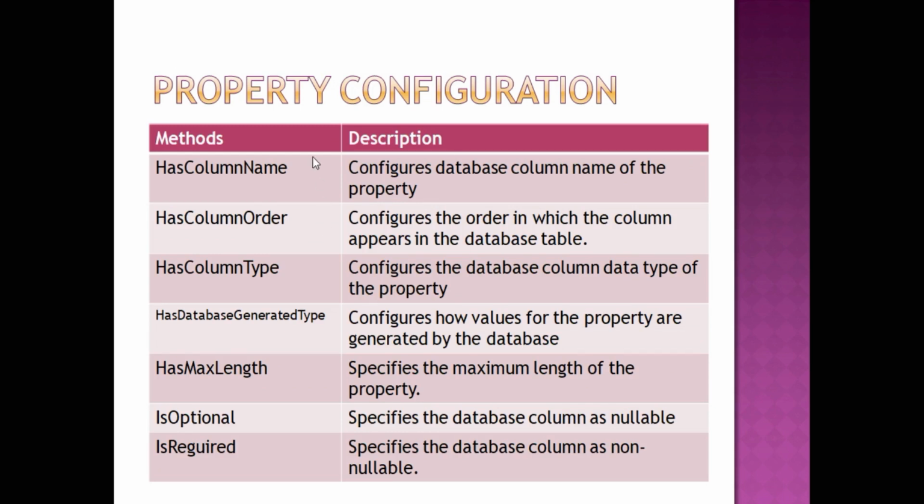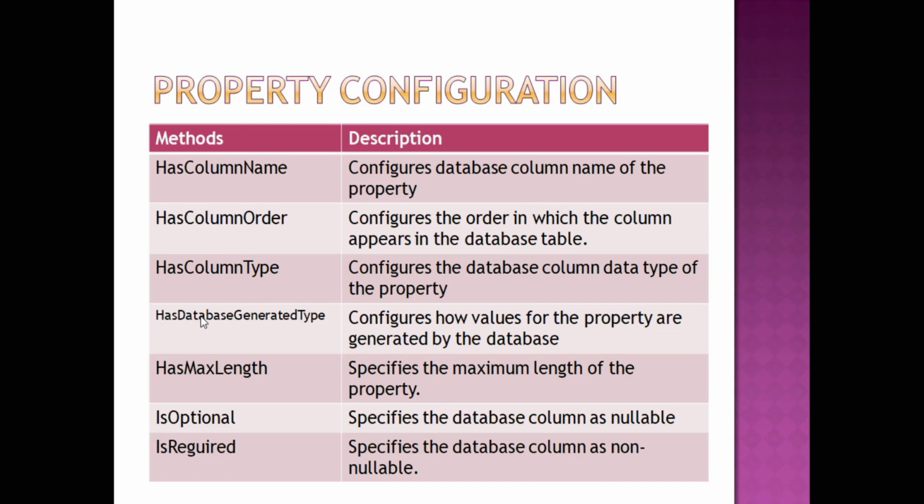These are the methods we are going to study. HasColumnName is used to change the name of the column, meaning if you want to give a different name other than the property name, you can use the HasColumnName method. If you want to change the order of the column in the database, you can use HasColumnOrder. Instead of the default mapping of a data type, if you want to specify a specific data type present in your database, you can specify the HasColumnType method.